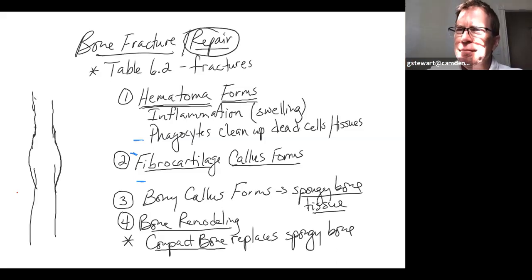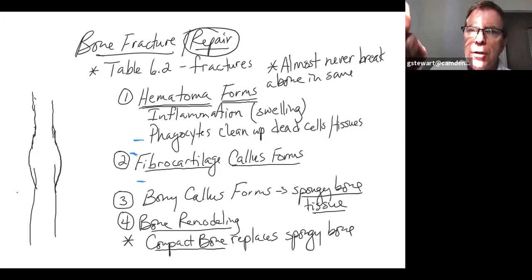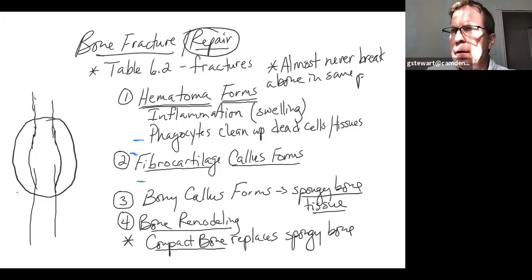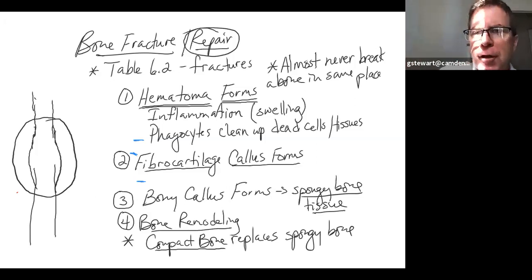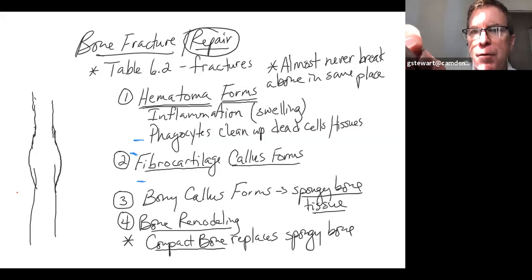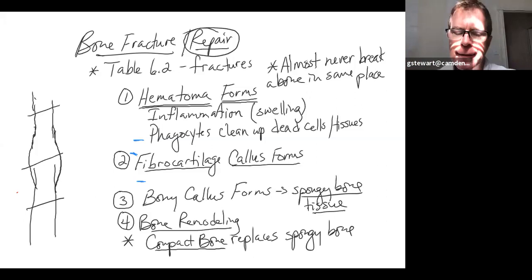So never is a really strong word, but we almost never break a bone in the exact same place twice. And the reason is because this new tissue is stronger than the older tissue. Should this bone be subjected to a large amount of stress in the future, the bone is going to break here or here in the older bone tissue before it breaks here.